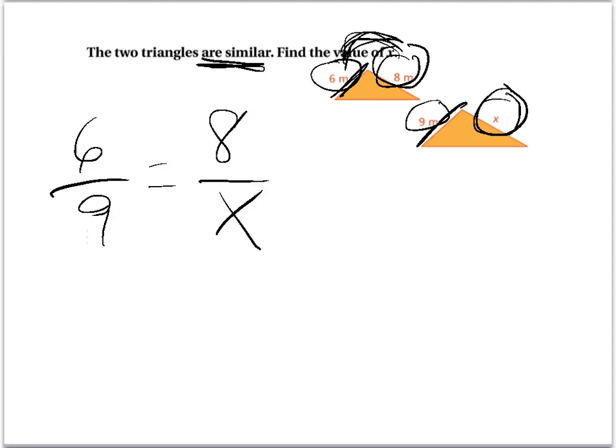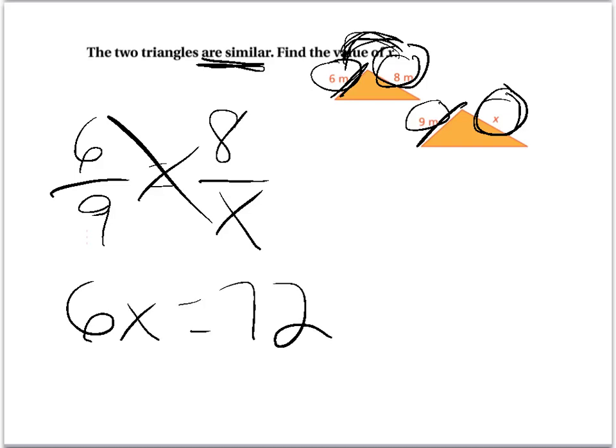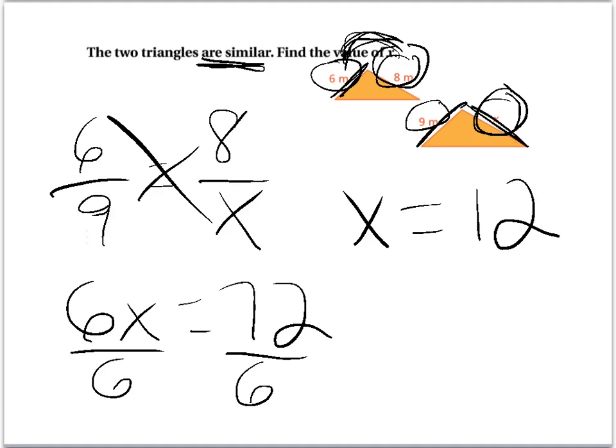Real simple. All you have to do is solve. 6x equals 72. What do you do from there? Divide by 6 on both sides. 72 divided by 6 is, of course, 12. So that side would be 12.